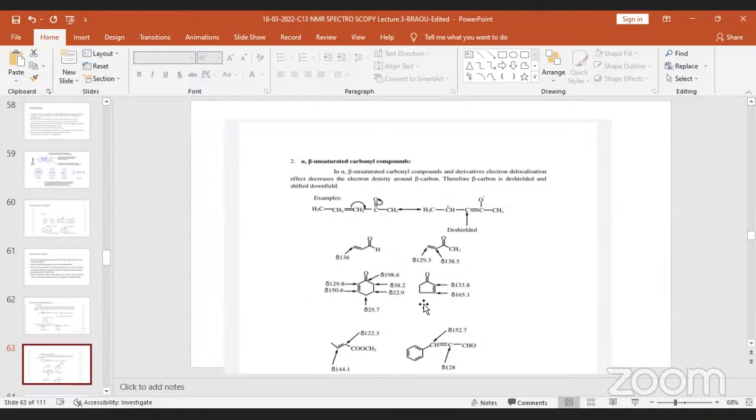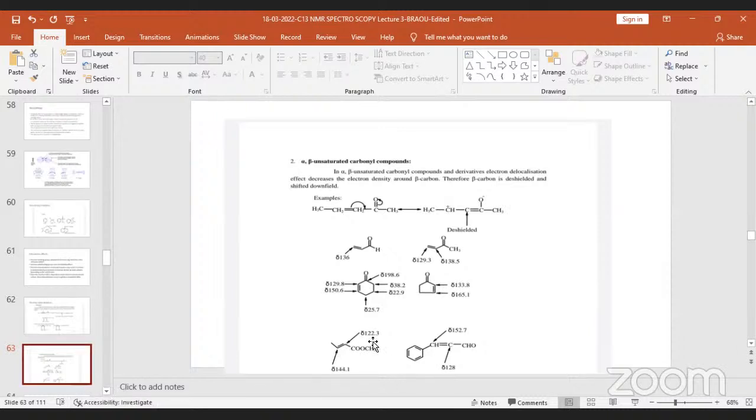Similar to previous. But here you also see cyclopentenone. Here also the beta carbon is shifted downfield as compared to the alpha carbon. If this carbonyl is not there, let us just assume that it is cyclopentene, the chemical shift values will not be like this. It will be like the ethylene value.